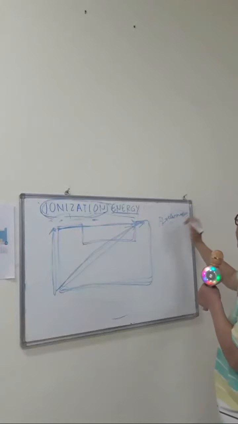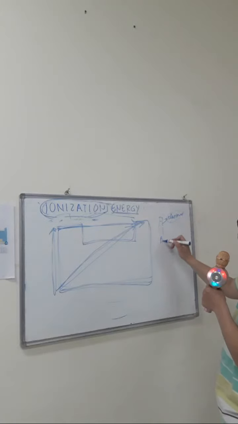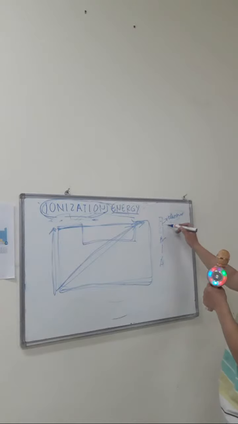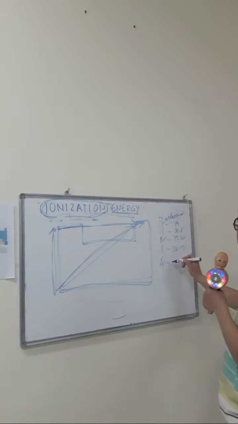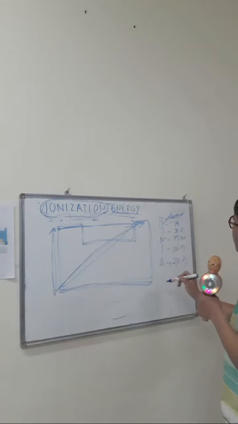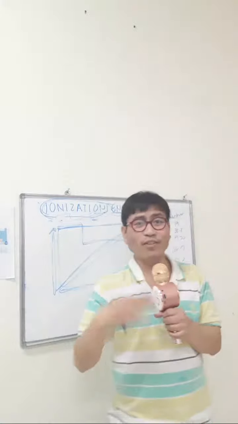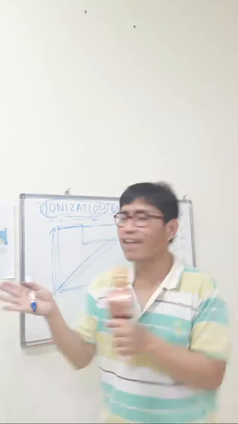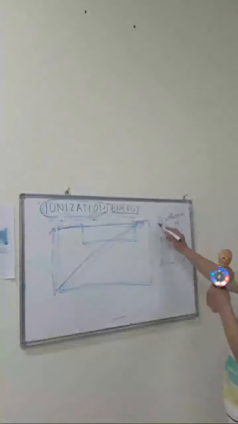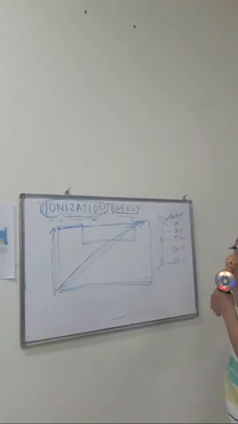Now, we have fluorine, chlorine, bromine, iodine, astatine. The atomic mass of fluorine is 19 grams per atom, chlorine 35.5, bromine 79.70, iodine 126.90, and astatine is 210. You need to memorize the atomic masses because you also need to relate them to other physical properties. As your molecular weight increases, your atomic size will also be increasing.